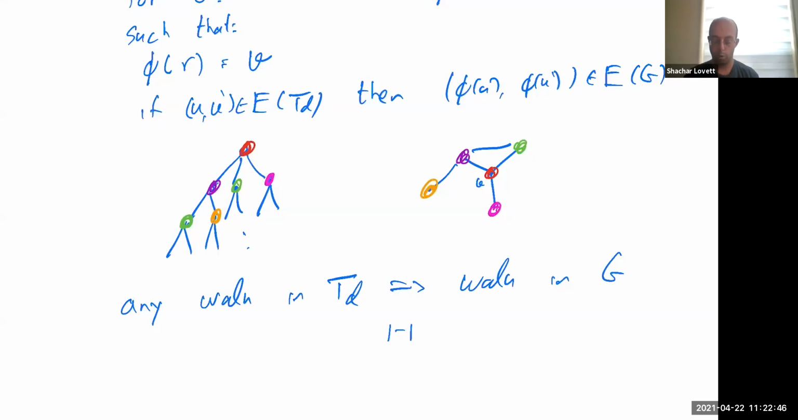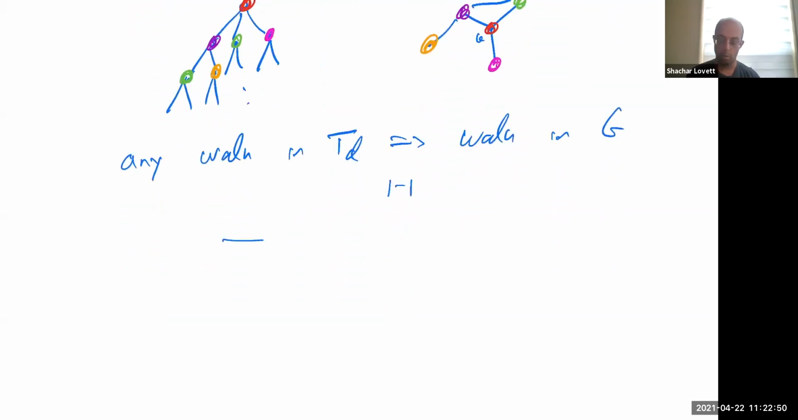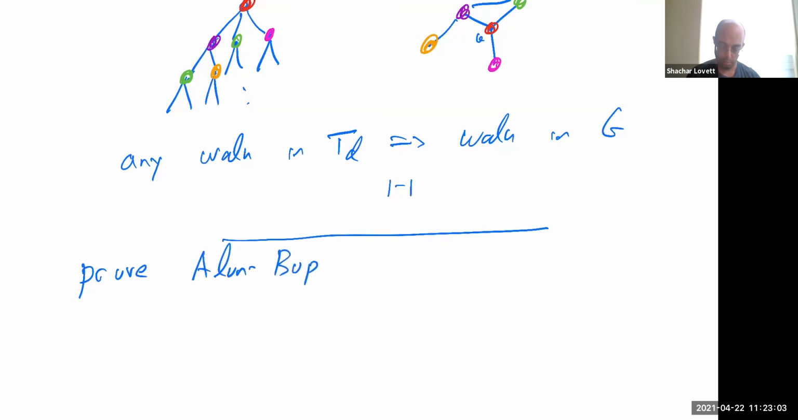Okay, so how do we do it? So now we want to do that. Why was it important to us to count walks in the graph G? Now I want to prove the Alon-Boppana theorem, and we're going to do it by counting walks.